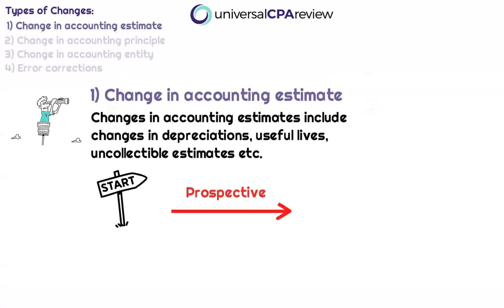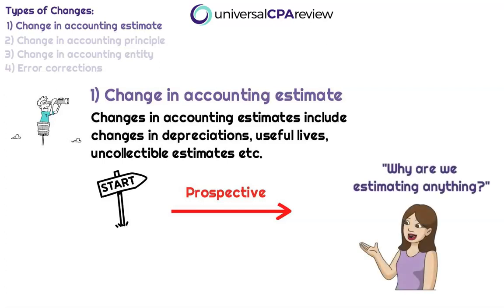So let's start by talking about change number 1, changes made in accounting estimates. And these are going to be changes made by company management to estimates that they previously made. You might be thinking, what? Why are we estimating anything? Shouldn't the financial statements be definitive numbers based on fact? Well, certain figures within the financial statements aren't always going to be entirely quantifiable. So when reporting the financial statements, management is going to make an estimate.